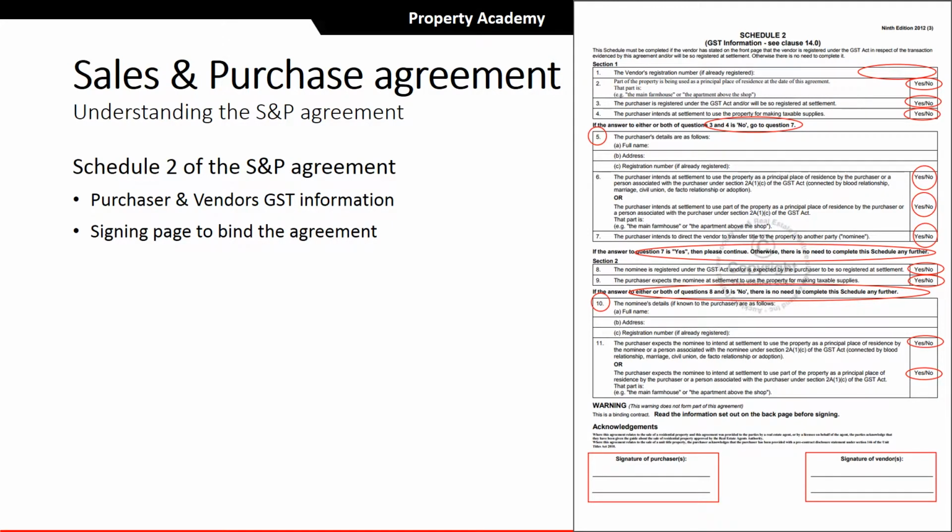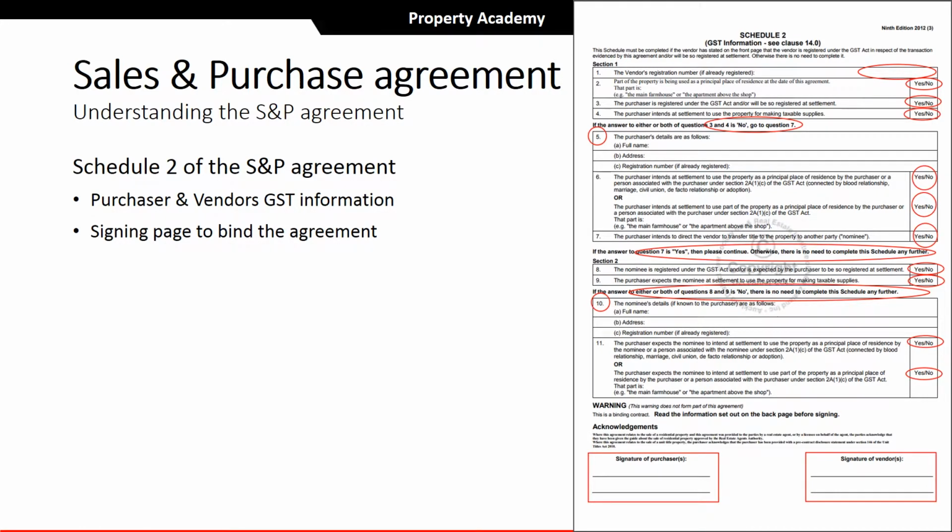Again, for myself, guys, personally, I don't fill this page in at all. I let my lawyers handle it, because your lawyers should understand if you are GST registered, and they understand the tax implications involved as well. Your accountant will also be able to elaborate on this and help you in completing this page as well.